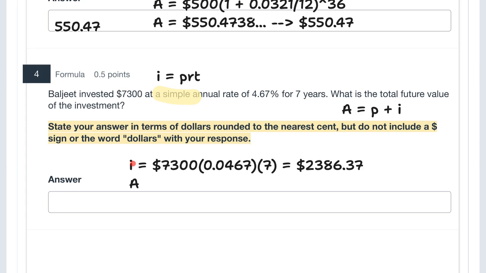That means the total future value A is the original 7,300 plus that interest of 2,386.37. And do realize that I still have that 2,386.37 in my calculator. I'm not going to clear it out and then retype it. That would be silly. So I'm just going to leave that number in there and then add to that the 7,300. So I just hit plus 7,300, and this is 9,686.37.